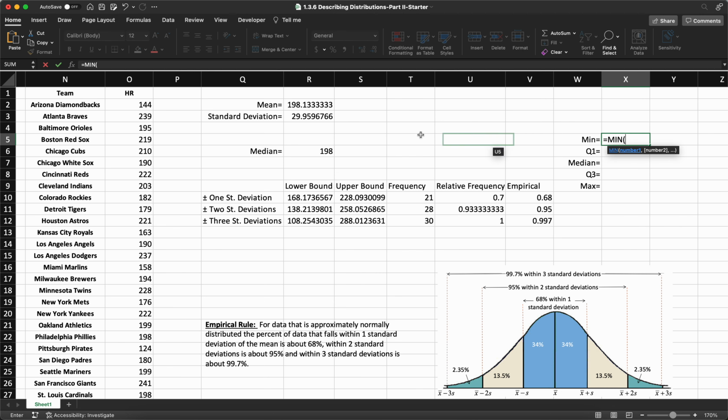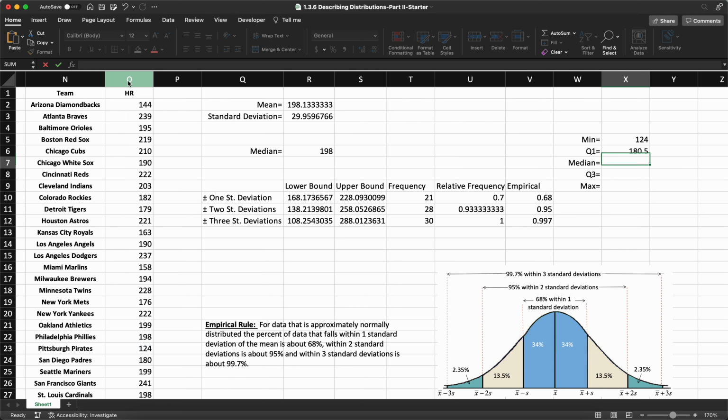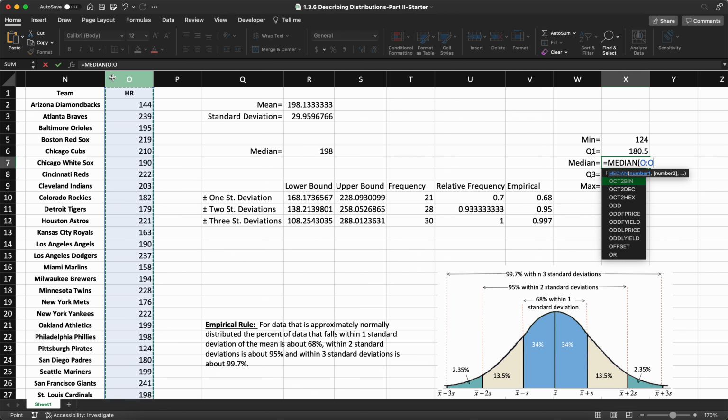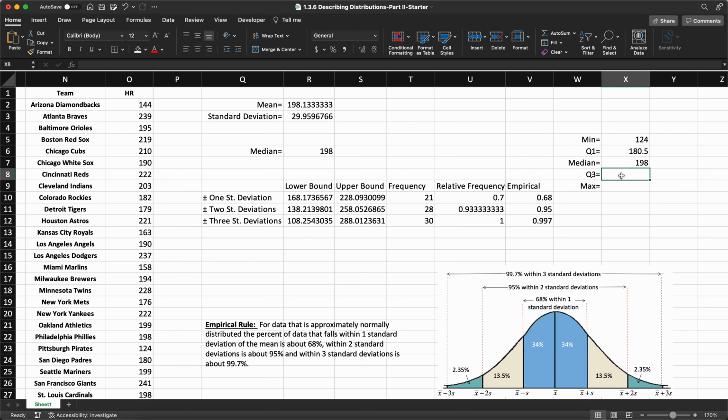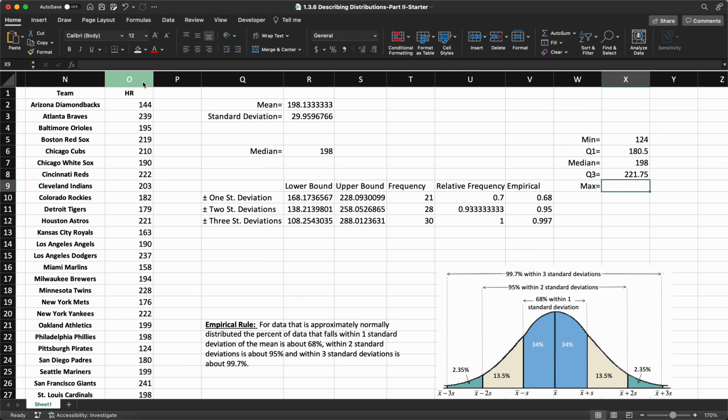And so it's always good to go through steps a second time. So to find the min, to find the quartile, there's a quartile.inc function. This takes 2 arguments, the data set, and then which quartile I want, separated by a comma. The median, and then Q3, again, quartile.inc, this data, the third quartile, and then we have our max, which is there.